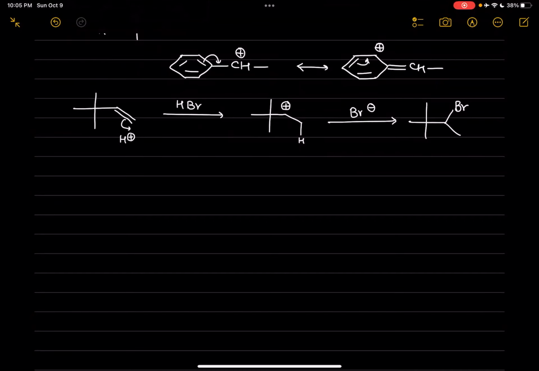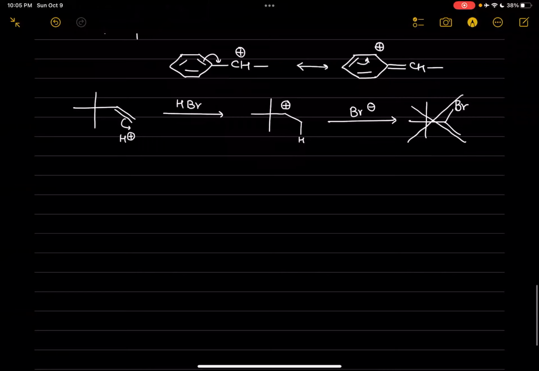So this is not going to be the answer. How am I going to proceed for the rearrangement? This is a secondary carbon. And if the cation can come over here, then it will become more stable, it will become tertiary.